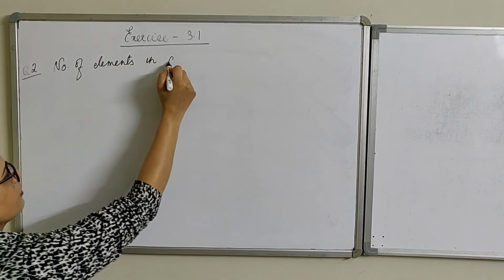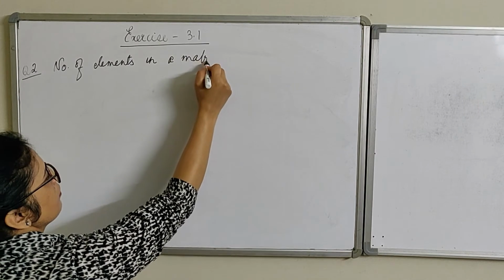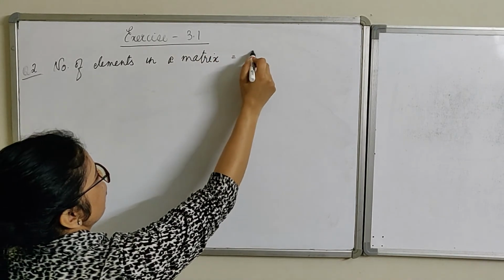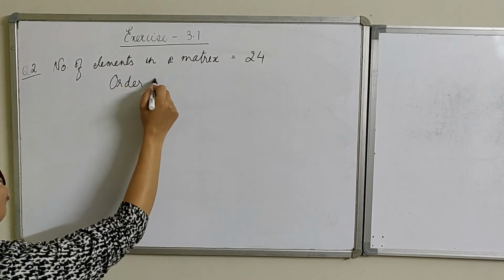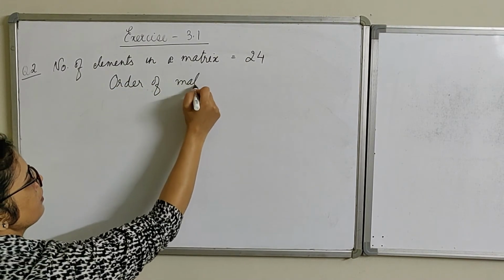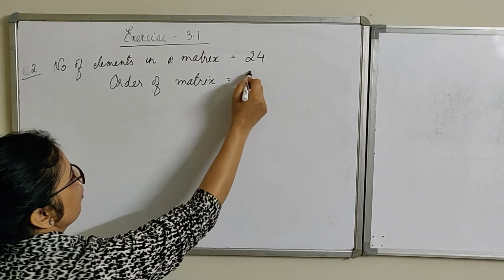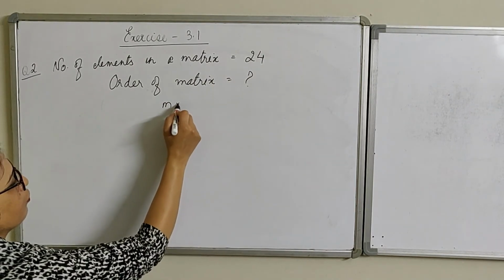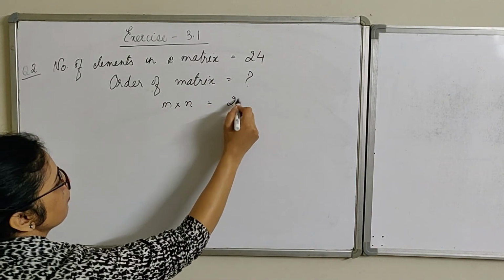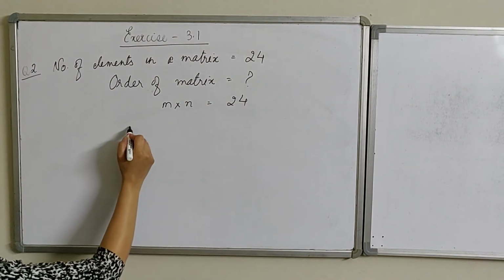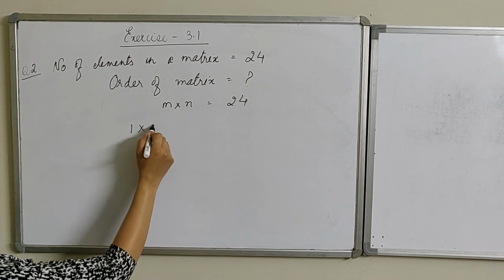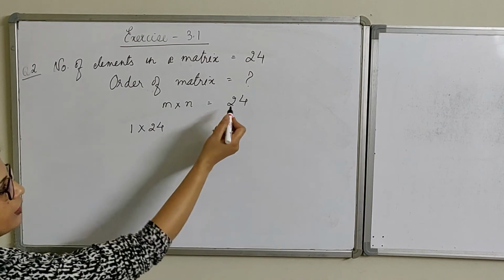So we are given here that the number of elements in a matrix is 24. Now we have to find out the order of the matrix. Now we know the order of the matrix is given by number of rows into number of columns, which has to be equal to the number of elements. So the number of rows can be 1 and the number of columns can be 24. The product gives us 24.